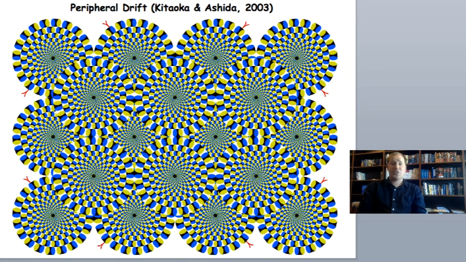Does it look like things are swirling now? It probably should. And yet this is a static painting. Nothing's happening here at all. There's no movement on the computer animation. This is a picture, it's fixed.